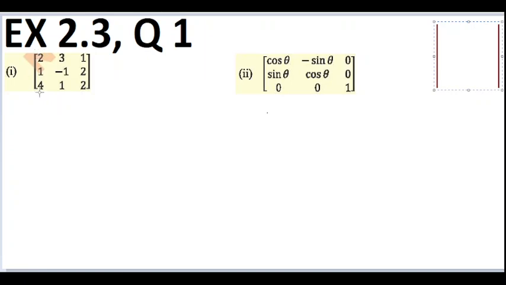First of all, we change these rectangular braces into straight lines as given over here. You can see it over here. So we change it into straight lines and write the given numbers inside them. Equals straight lines, and the numbers are the same: 2 3 1, 1 minus 1 2, and 4 1 2. These are the numbers and we have written them in straight lines.